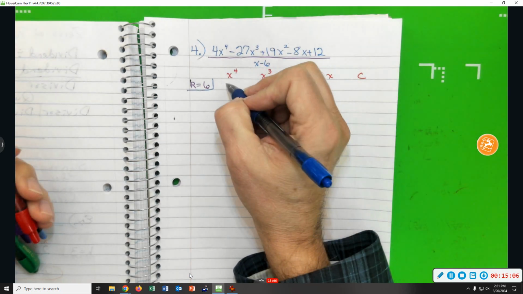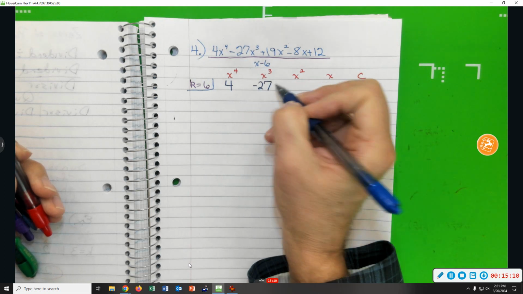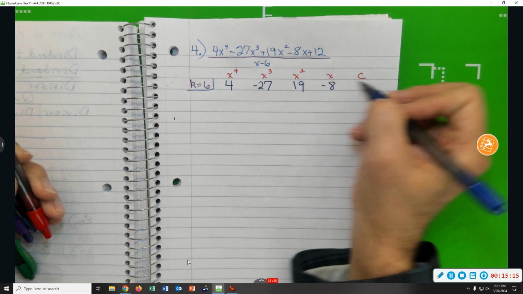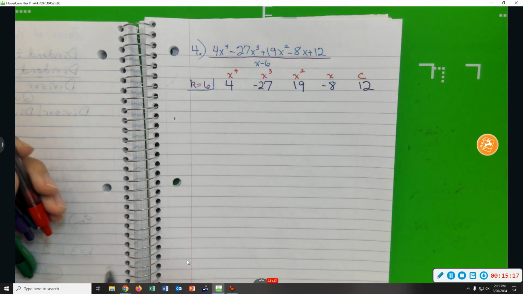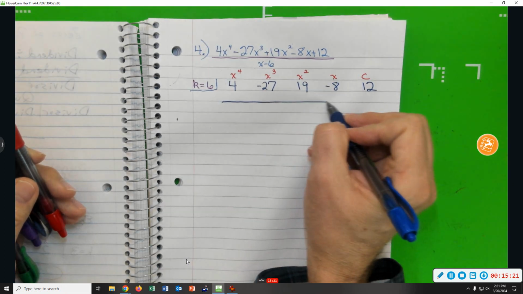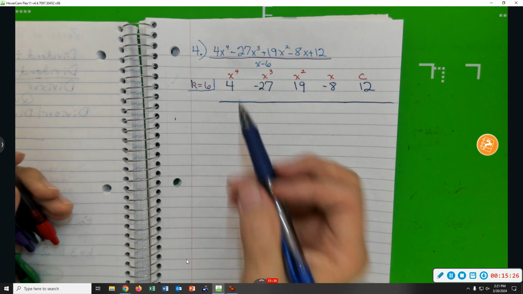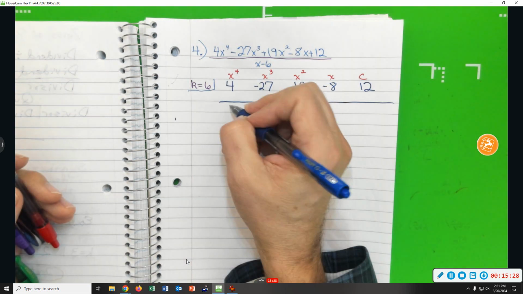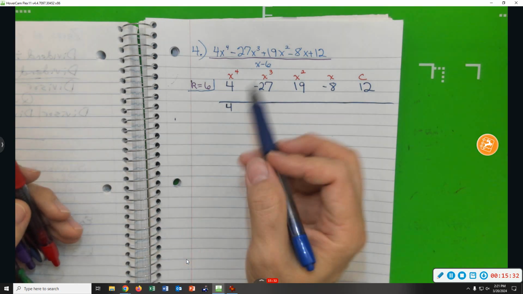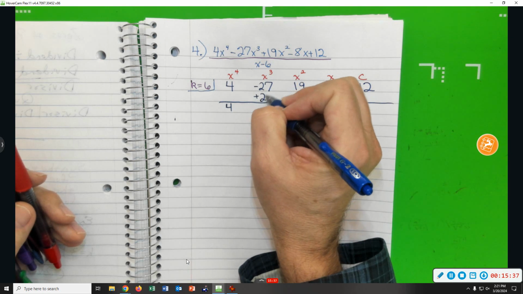So fill in the coefficients. We have a 4. We have a negative 27. We have a positive 19. We have a negative 8 and a positive 12. And we draw the line. To get the process started, we bring down the leading coefficient, 4. Then you go 4 times 6 is a positive 24.